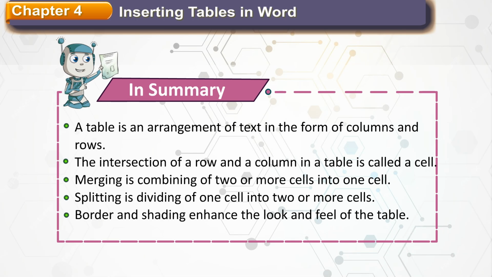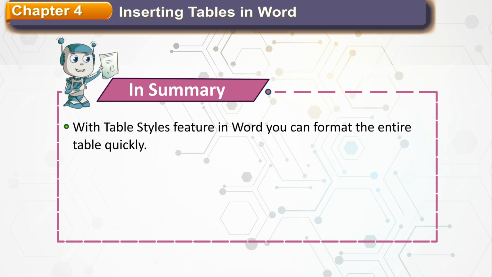In summary, a table is an arrangement of text in the form of columns and rows. The intersection of a row and a column in a table is called a cell. Merging is combining of two or more cells into one cell. Splitting is dividing of one cell into two or more cells. Border and shading enhance the look and feel of the table. With the Table Styles feature in Word, you can format the entire table quickly.